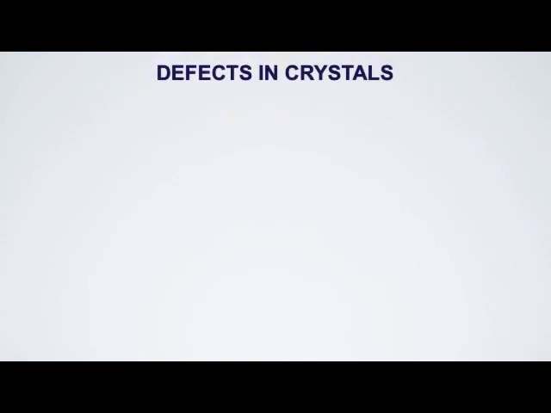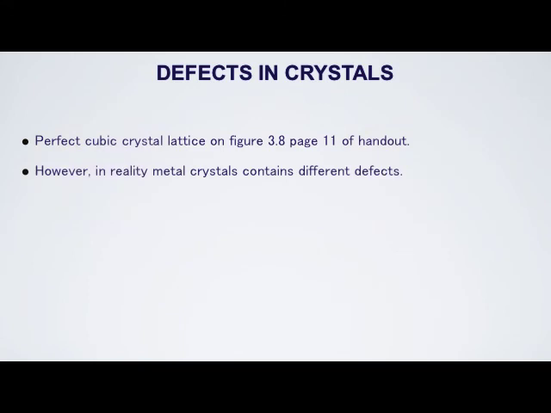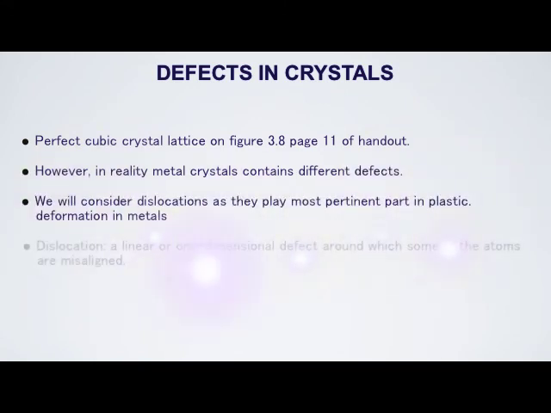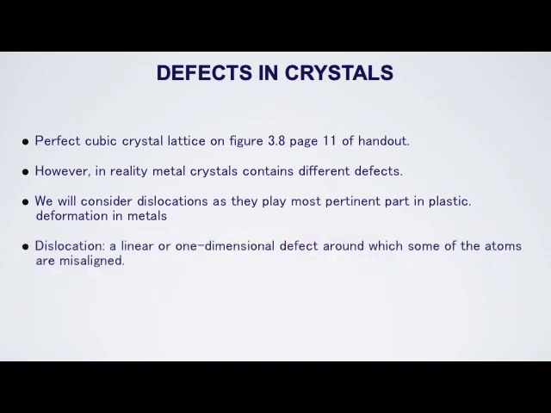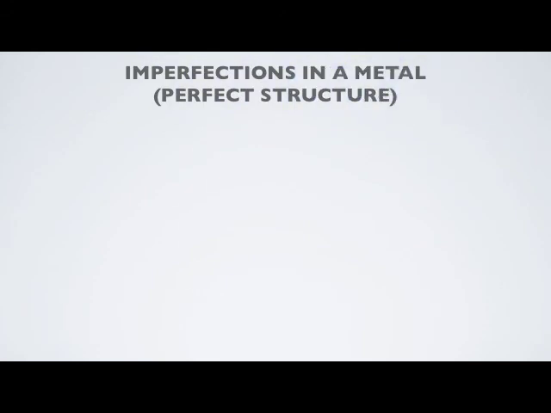Now let's look a little bit at defects of metals. Now in reality, no metal is perfect. It contains different types of defects. One we'll be looking at is dislocations, which is very important with regards to mechanical properties. First of all, let's look at some imperfections.